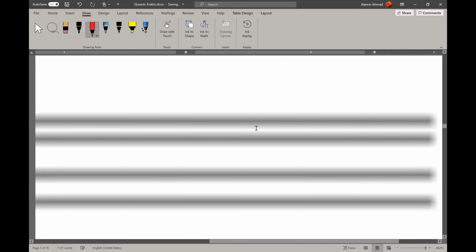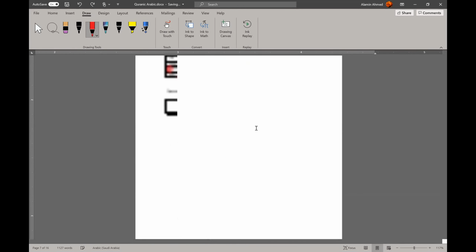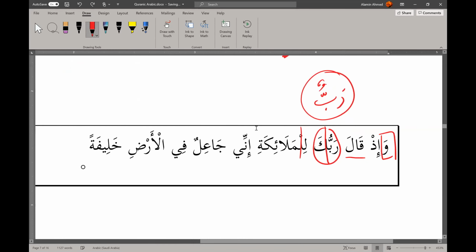Why does this keep happening? I don't know. It's just my pages. Maybe it's not that good using Word. I should have converted it into PDF first.